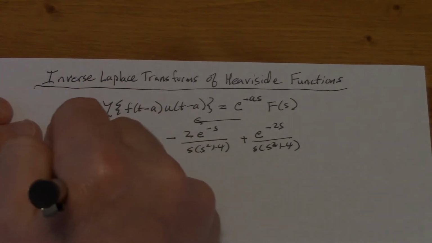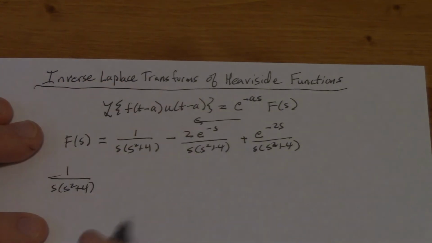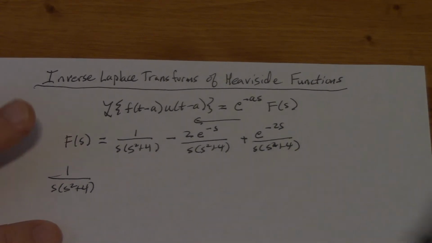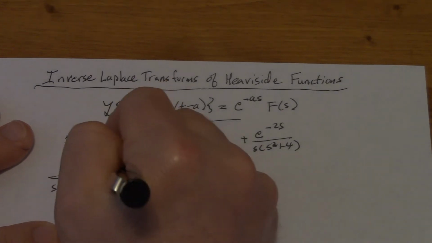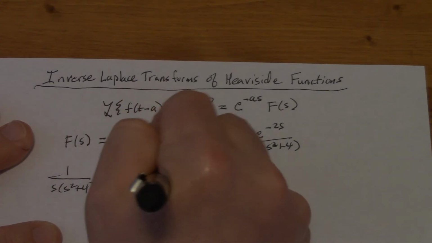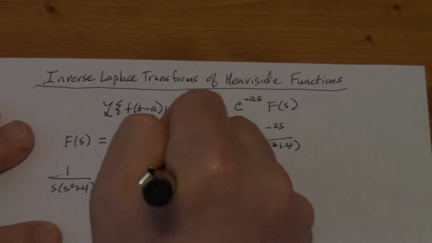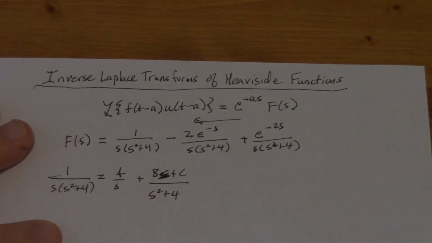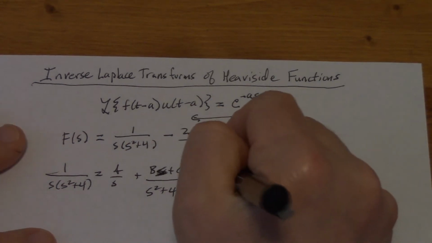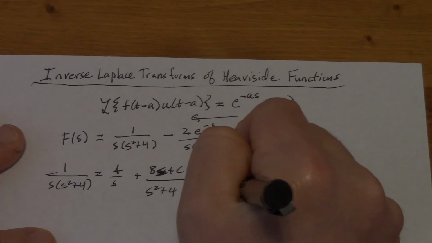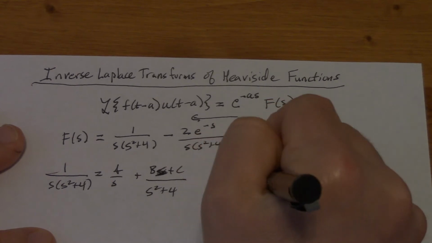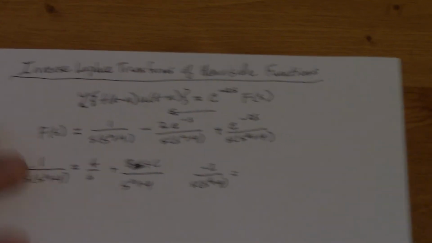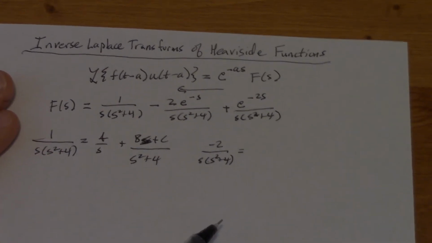So 1 over s times (s squared plus 4). If I do the partial fraction decomposition for this, it takes care of this term and the e to the minus 2s term, because those are the same thing. So this is going to be A over s plus (Bs plus C) over (s squared plus 4). Remember, that's an unfactorable quadratic. And then we also have negative 2 over s times (s squared plus 4). You can even just do 1 and say that it's negative 2 times all of that, because this one will work out similarly.